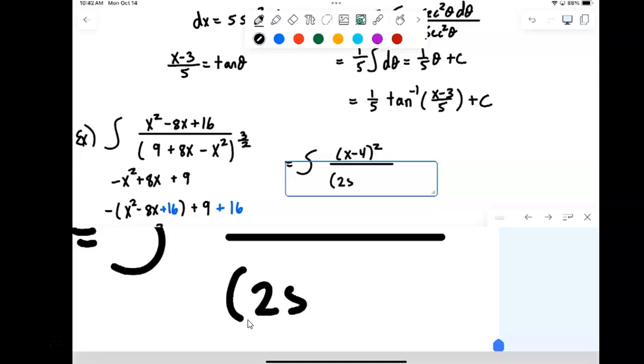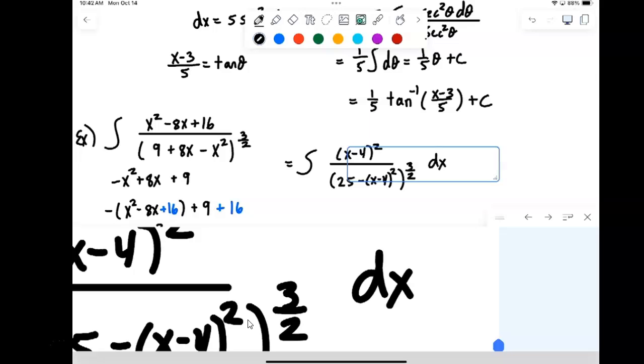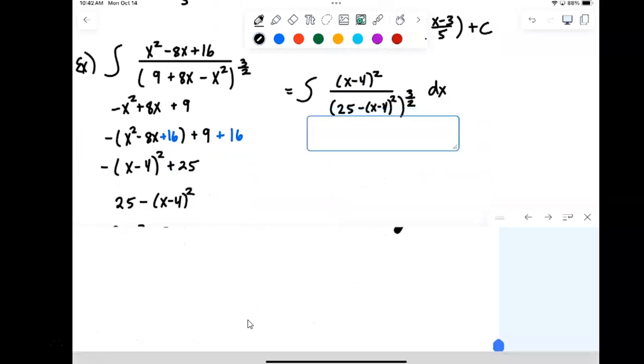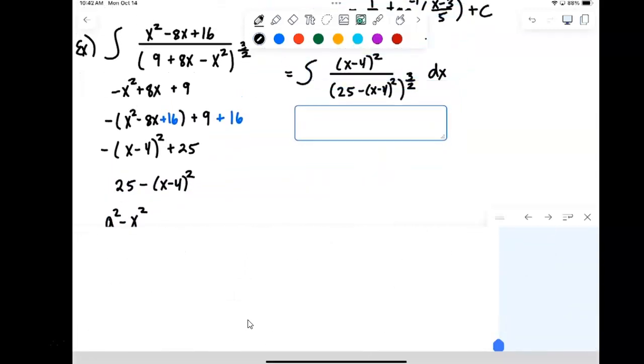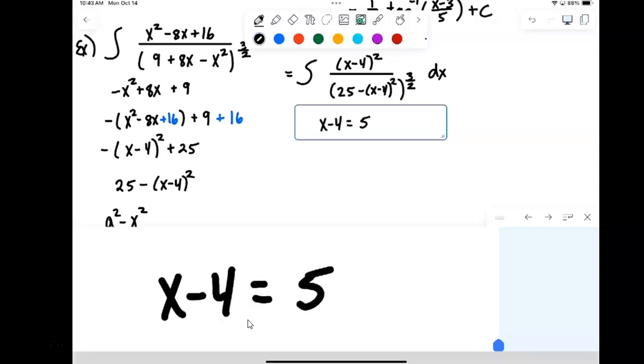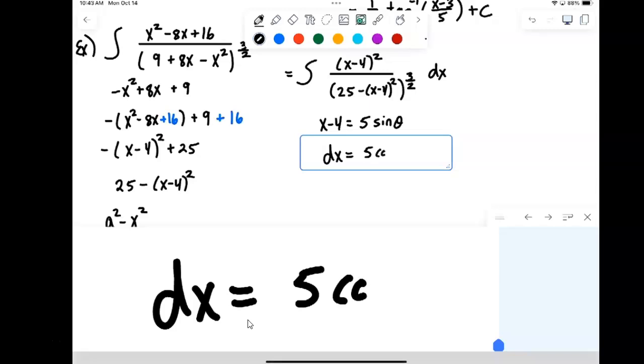25 minus x minus 4 quantity squared to the 3/2 dx. Okay, so this is set up, ready for the trig substitution. Since it's a squared minus x squared, that's a sine substitution. So we let x minus 4 be equal to 5 sine of theta. And again, we differentiate. dx will be 5 cosine theta d theta.